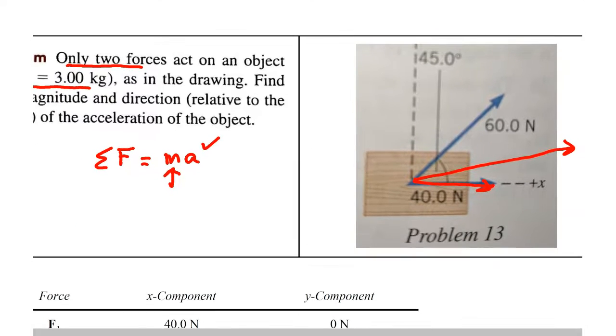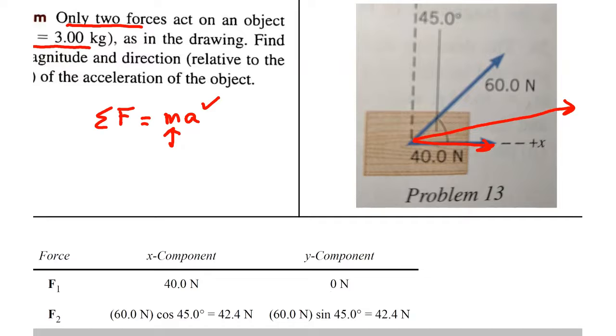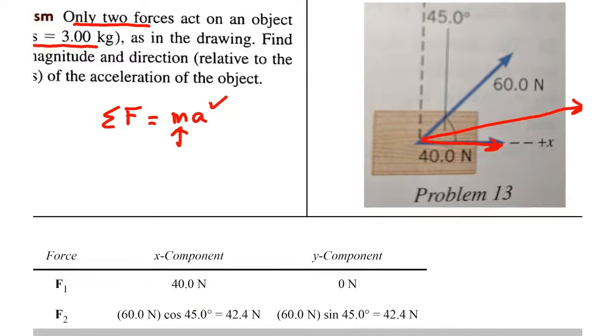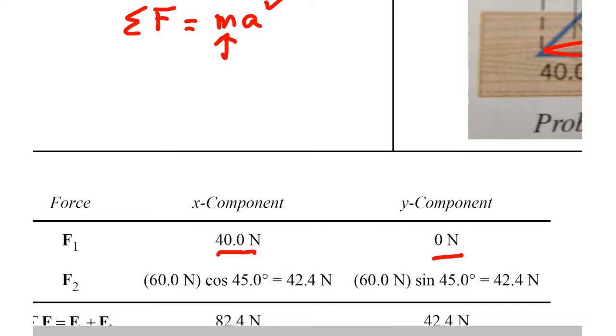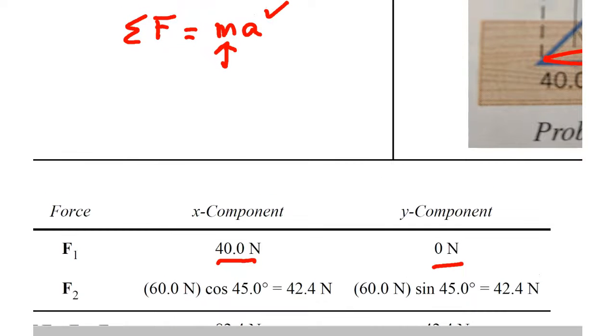You make a table, right? An XY table. The first force is really easy. It only acts in the x direction, and it has no y component. You remember this? And then we do our trig, we take the components of the angled force, the 60 Newton force that acts at 45 degrees. That's what they tell you. It's these 45 degrees, so that I find each component.